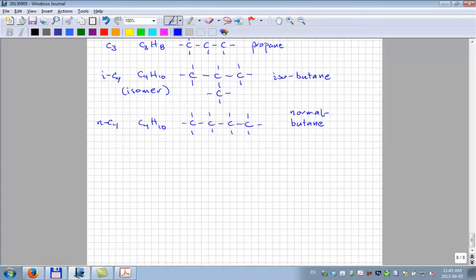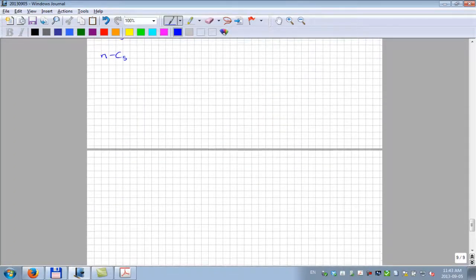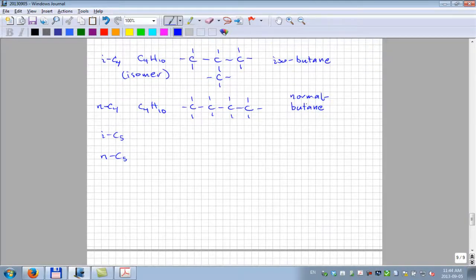And we got the same kind of thing for C5, but you actually get even more different combinations of isomers that you can have. I'm just going to list them. I'm not going to go through all that. Normal C5. These are the two most common of the 5 carbon compounds. Those are pentanes, iso and normal pentane.